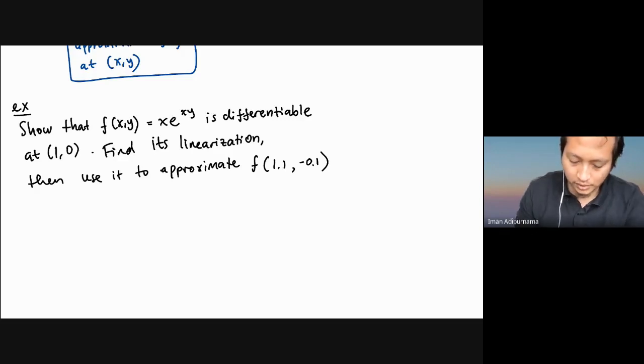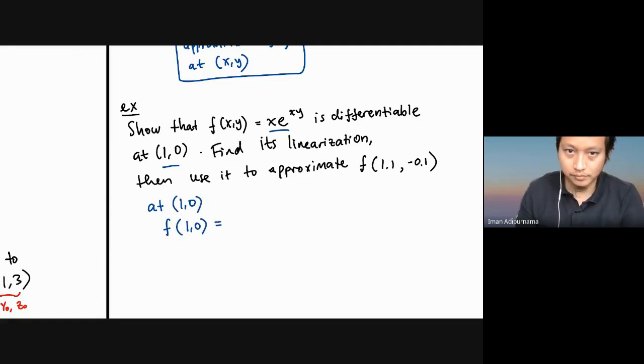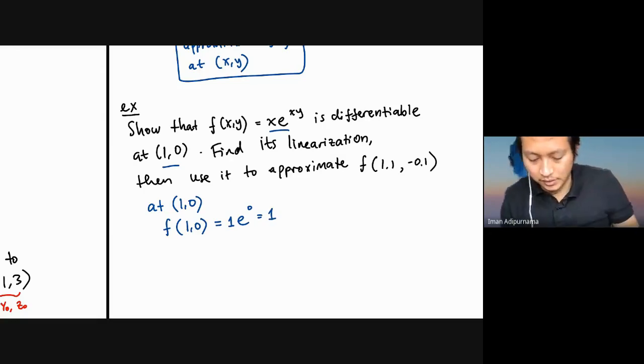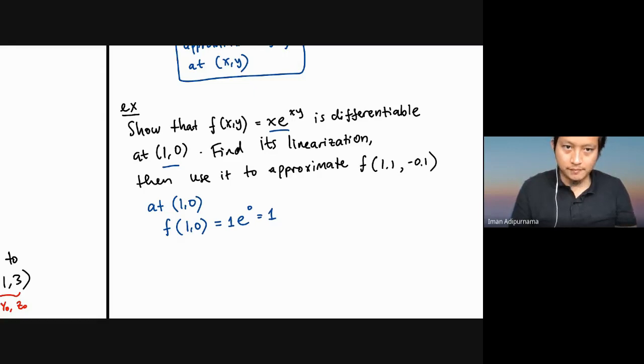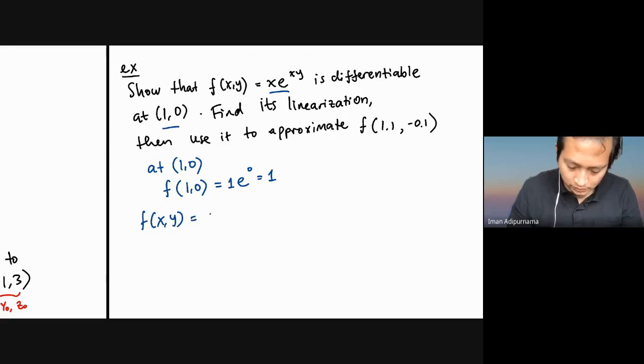Okay, first, if we plug in the coordinate 1, 0 to here, this will be 1 times e, and then 1 times 0 is 0 here, so it should be 1. So the surface, the z is 1. But then we need to find how the linearizations work. So let me write the full equation.